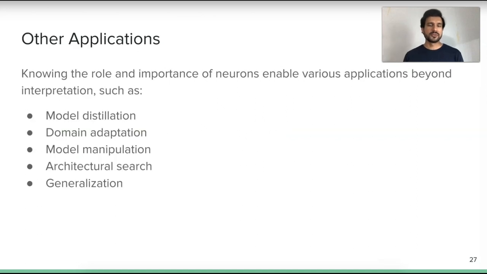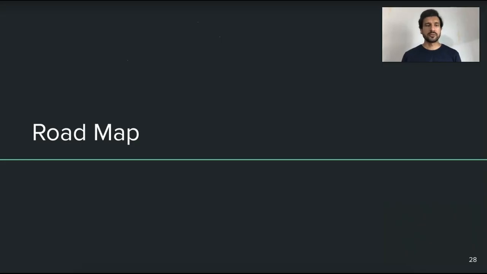Knowing the role and importance of neurons enables various other applications beyond interpretation, such as model distillation, domain adaptation, model manipulation, architecture search, and generalization. And we will touch upon some of these in this tutorial, especially in the findings section. Let's look at the roadmap.